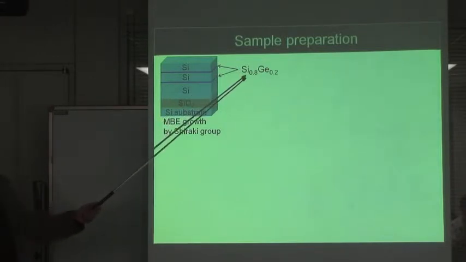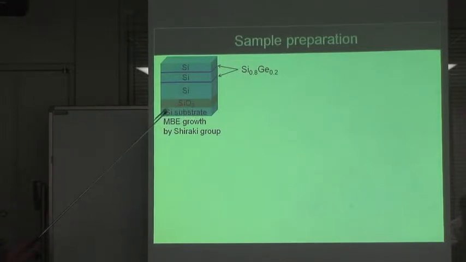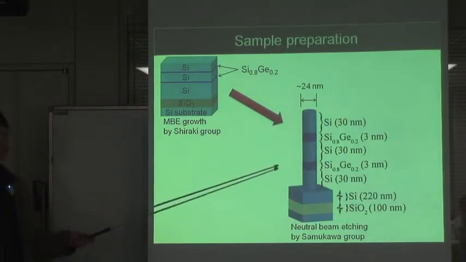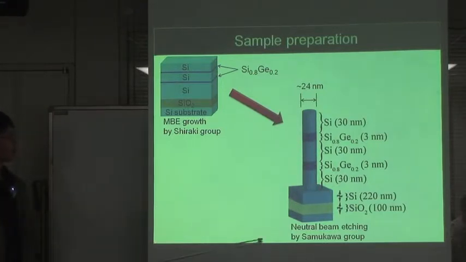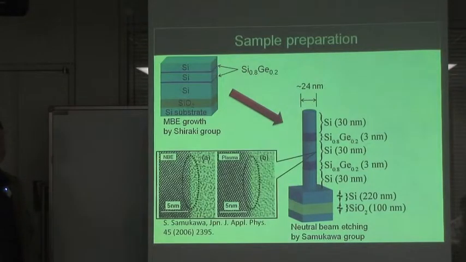The silicon germanium silicon heterostructure was grown on a silicon on insulator wafer by using molecular beam epitaxy at the Shiraki group. And the sample was etched to form these nanocolumns by using the neutral beam at the Samukawa group. At this time, by using neutral beam etching, we can minimize the introduction of surface defects.